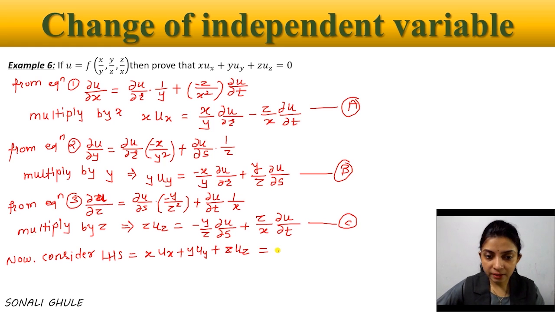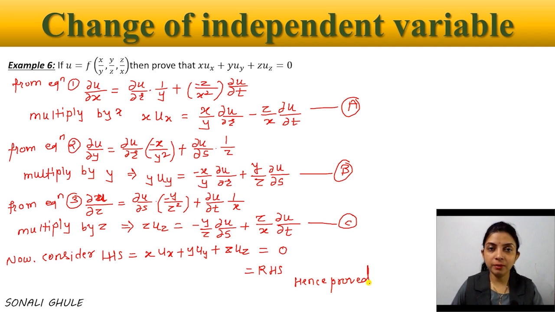So what we get here? We get answer 0 after doing the addition of these three equations. And that is our required right hand side. Hence proved. Okay. So this is how we are going to solve the example. I hope you all understood the example.